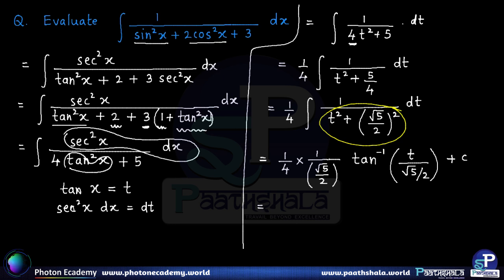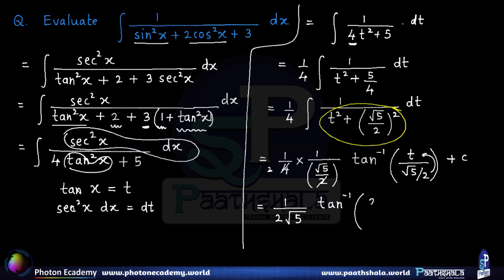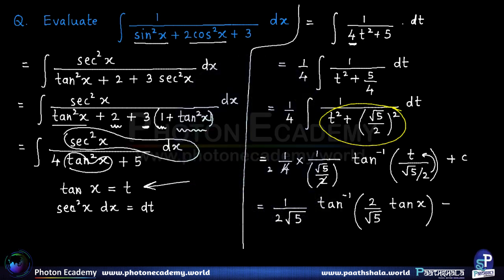So that finally gives us, cancelling 2, we have 2 into root 5, so that is 1 upon 2 root 5 tan inverse of, into bracket, now the 2 will go up and that will give us 2 upon root 5 into t, and at this stage we must replace t with the original expression. So that is, instead of t we now need to write tan x, plus c, which is the final answer. So this is how we solve this type of integral by multiplying and dividing by sec square x.